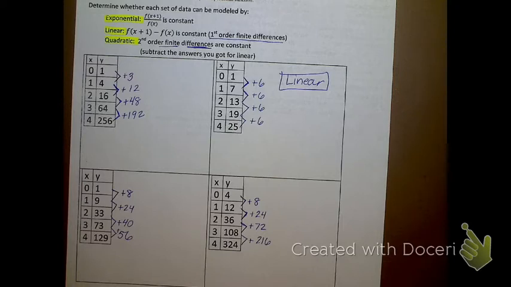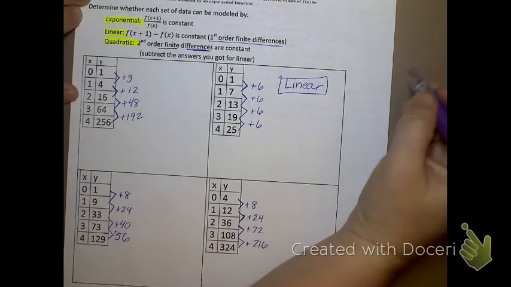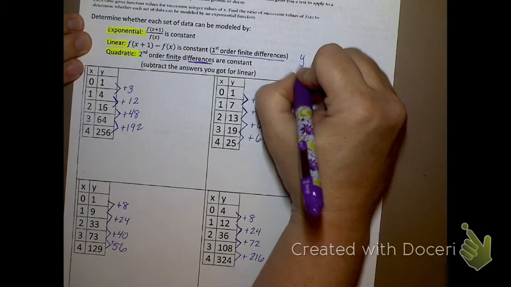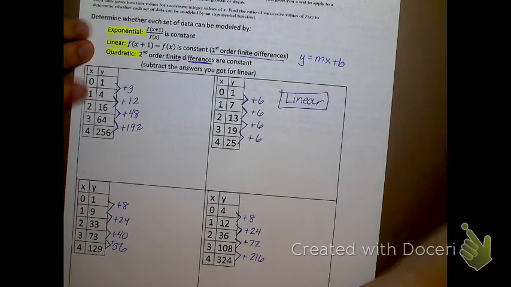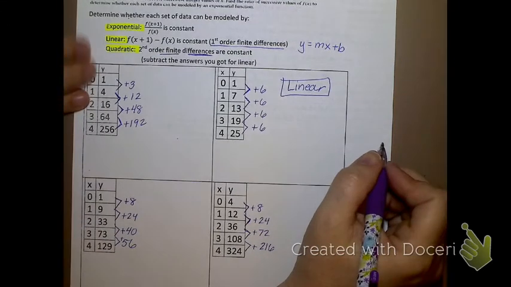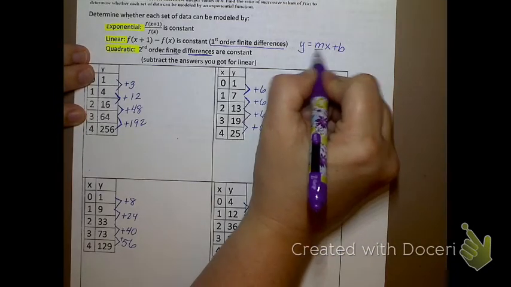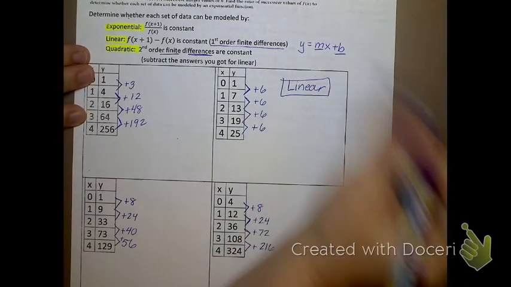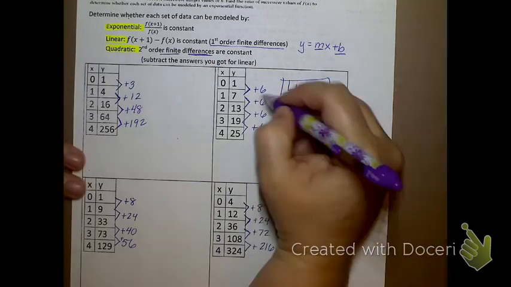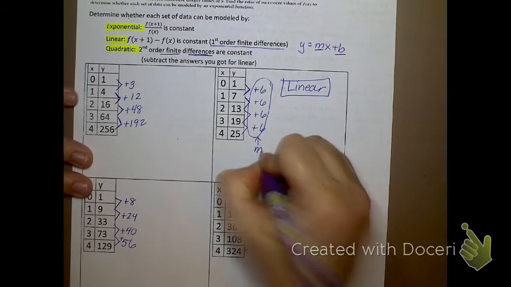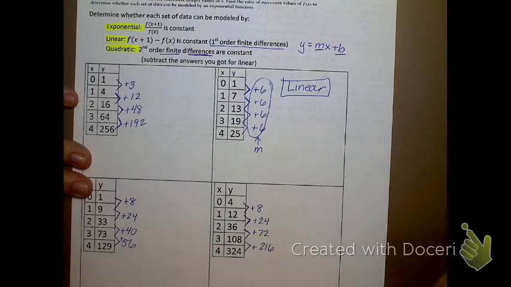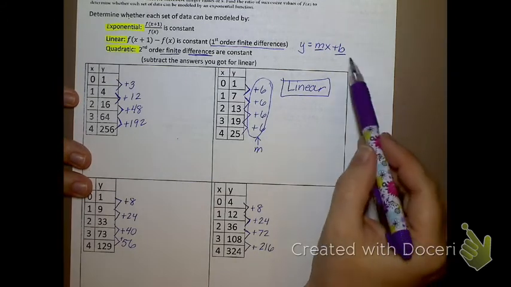Now, what were the two things that I said you needed to write an equation for? Linear and exponential. If it is linear, I have to write an equation in y equals mx plus b form. So I need to know what m is and what b is. This 6 that we just found, guess what? That's m. What is b? Any guesses?